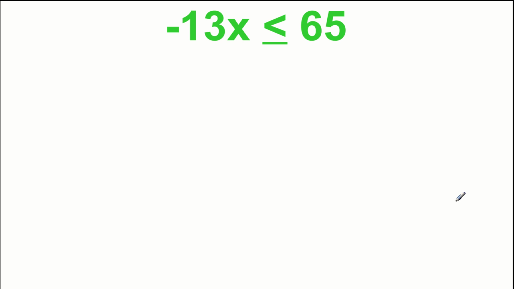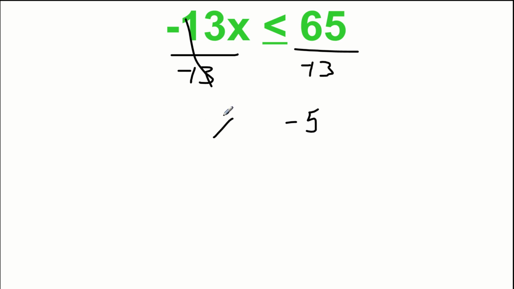Divide it. I'm going to divide each side by negative 13. 65 divided by 13 is 5. A positive divided by a negative is a negative. So I'd have negative 5. My 13s there cancel out. I got x.